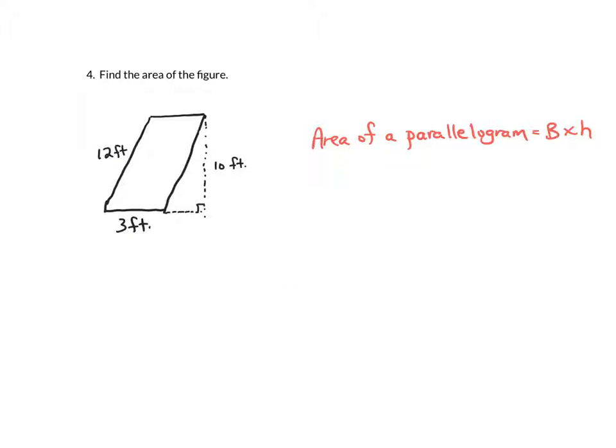Problem number 4 says to find the area of the figure, and you are given a parallelogram. Remember that to find the area of a parallelogram, you need to multiply the base times the height. The base of this is 3. The height of this is 10. It's not 12 because the height has to go straight up. So I'm just going to multiply 3 times 10. I'm going to get a final answer of 30. And once again, I do need to put in square feet because I am talking about area.